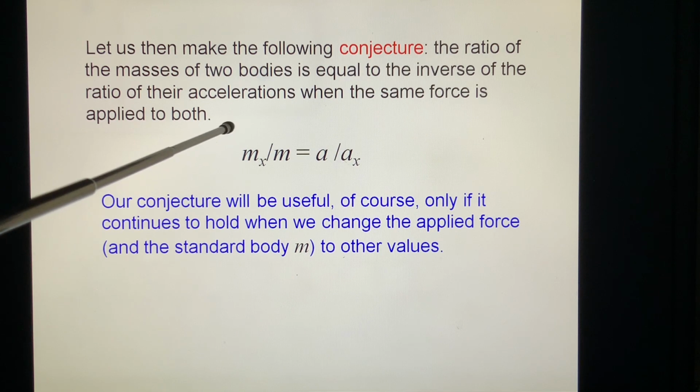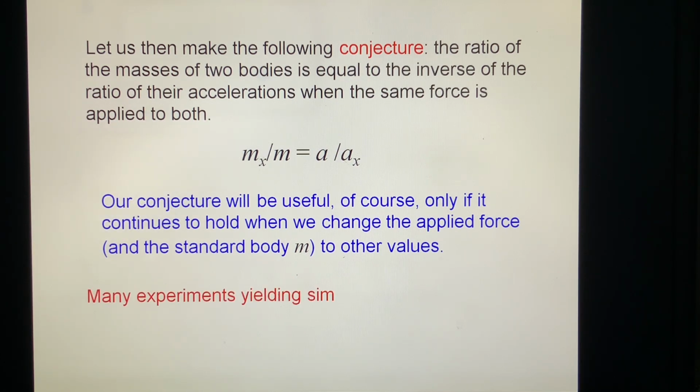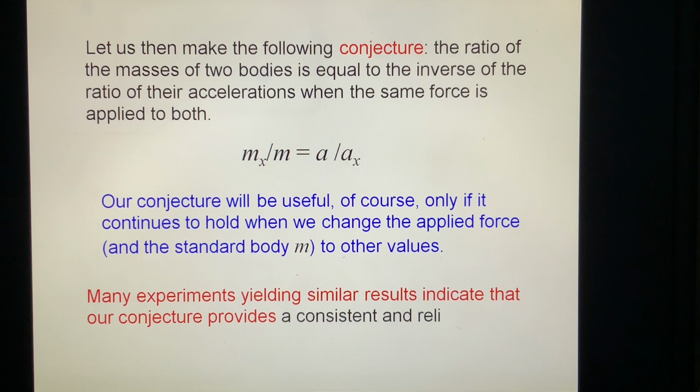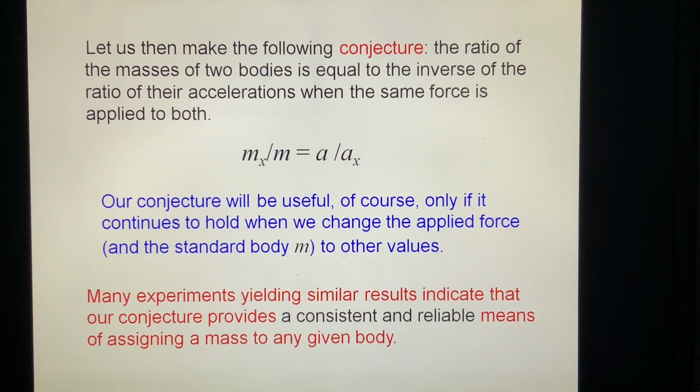MX is the same. So many experiments yield similar results. That means MX is the same thing. It indicates that our conjectures provide a consistent and reliable means of assigning a mass to any given body. So we can assign a mass to any body just by this experiment.